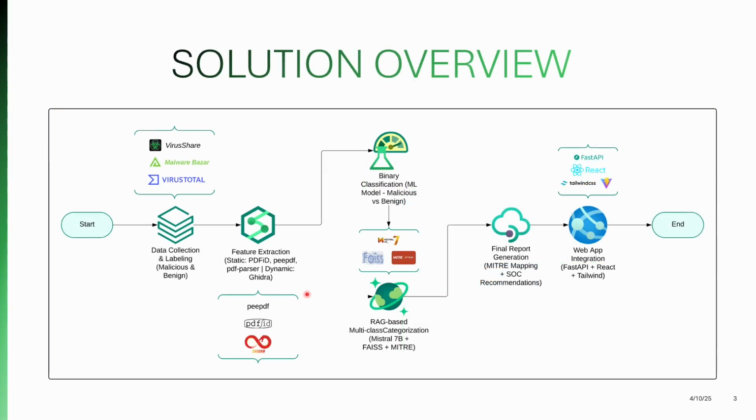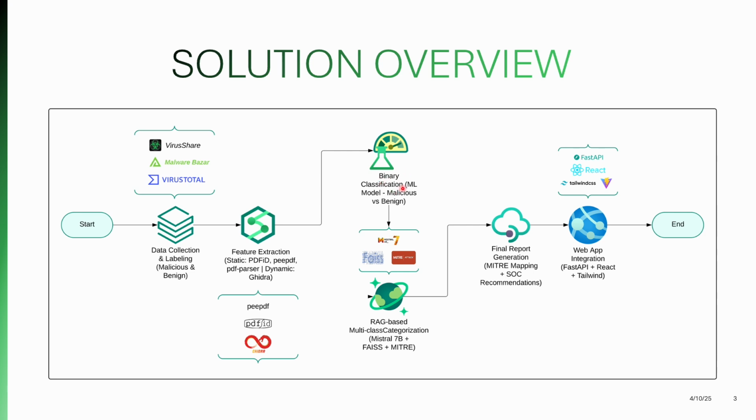So here's how the system works from the user's perspective. A user uploads a suspicious PDF file using the web application. Behind the scenes, the file goes through a feature extraction pipeline using tools like PDFiD, peepdf, and pdf-parser to uncover signs of malicious behavior like embedded JavaScript, suspicious links, or shellcode. These features are passed into a random forest classifier which predicts whether the file is safe or malicious.